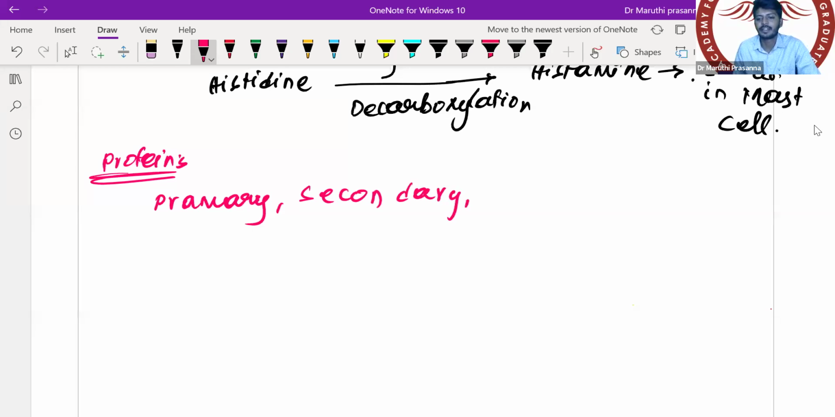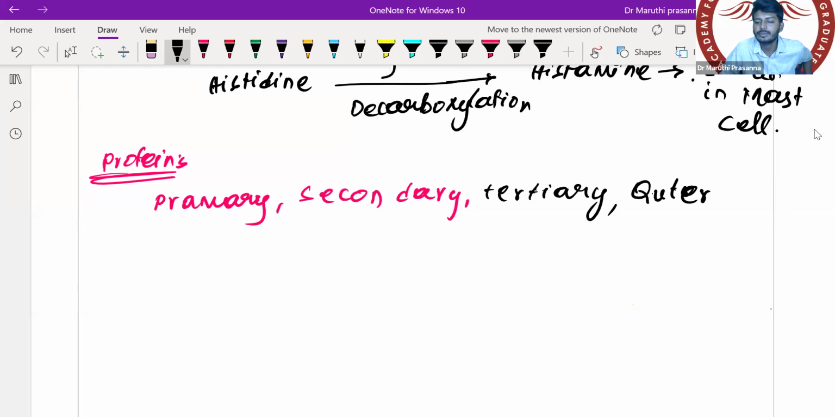That means simple structure, but it will have two lines, maybe two chains of amino acid can be present, secondary. Then we have tertiary. So what is this tertiary protein? Tertiary proteins will have some twisted structure or something like that. And the last but not the least, the most complex protein is your quaternary protein. Okay, so quaternary is the most complex protein which will undergo folding and it will have a three-dimensional shape.